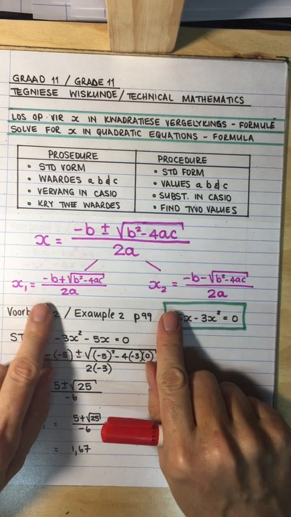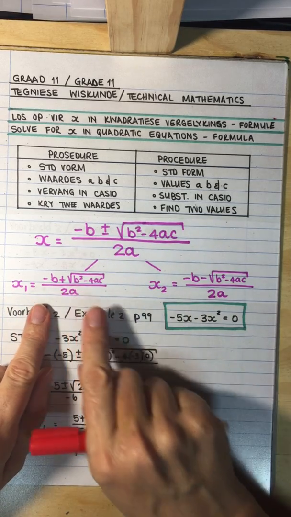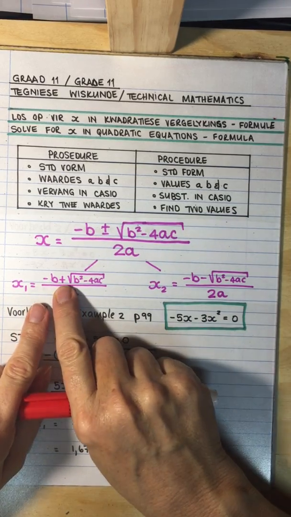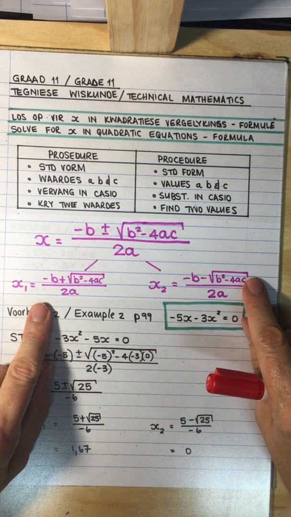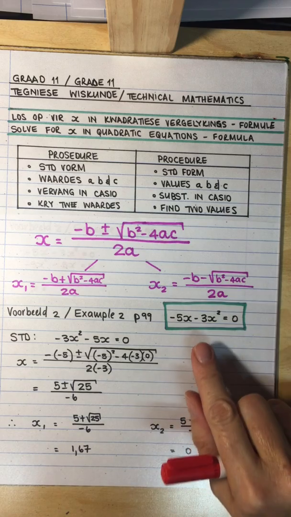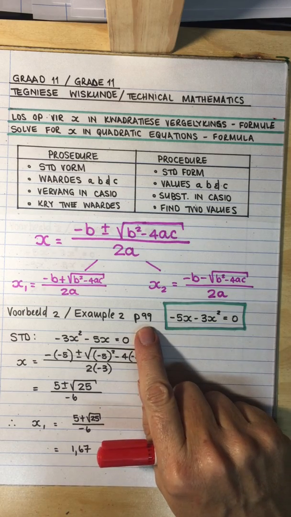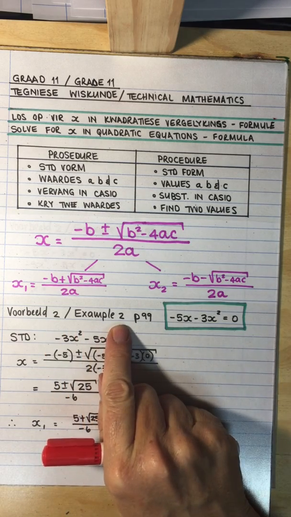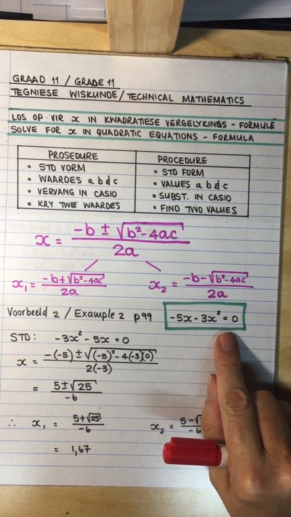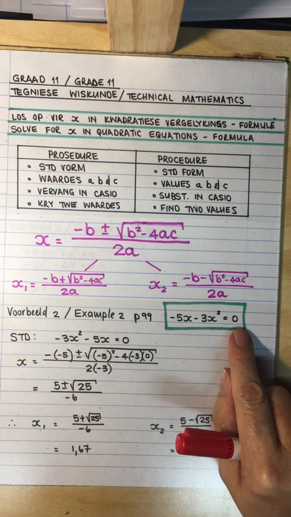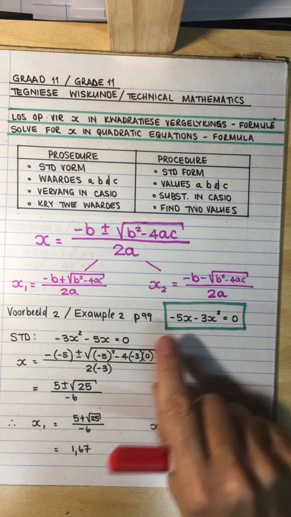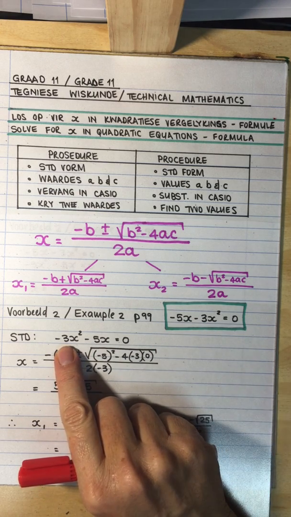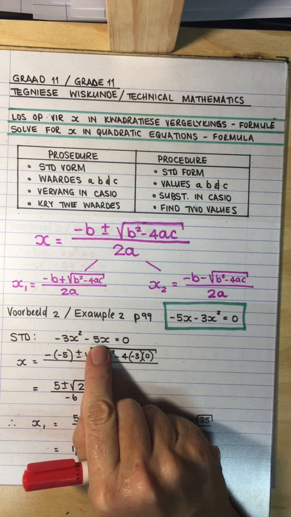You can use the cursor on your calculator and just go backwards to substitute the plus by a minus for the second x value. Our first example is on page 99, example 2. When we look at this equation, we will notice that it is not in the standard form. We have to rearrange the terms to put them in descending powers of x.